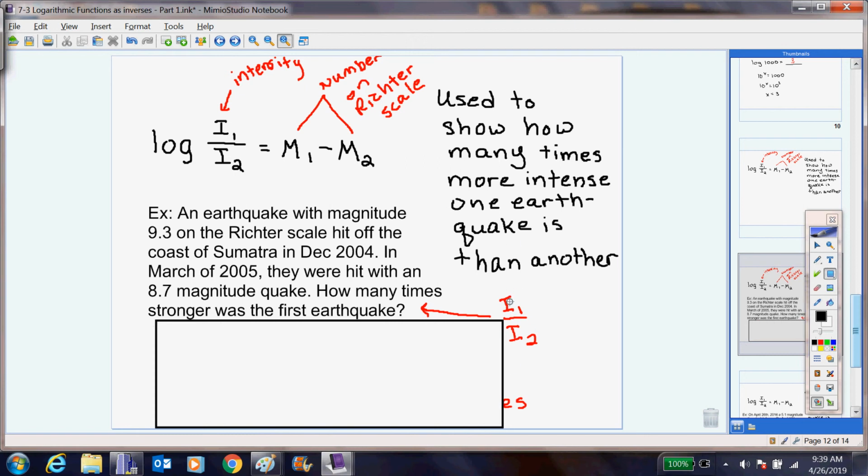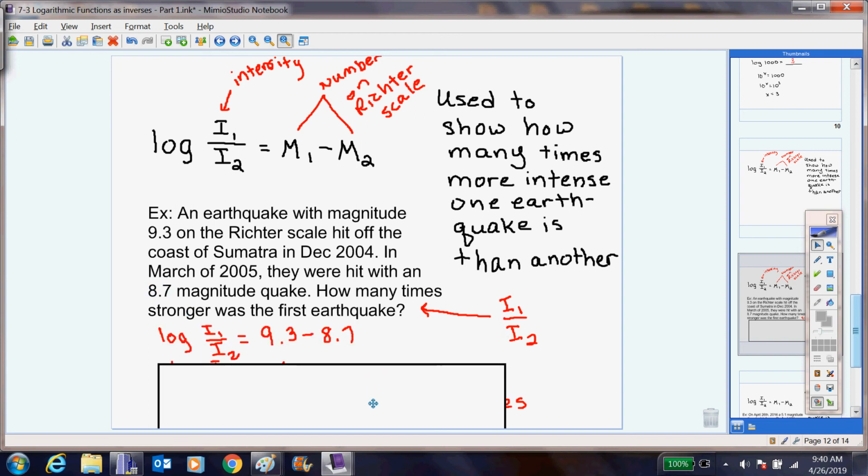Okay, so the ratio of I1 to I2, the ratio of the intensities. Intensity is how strong it is. So if we have that ratio and you can figure out that number, that's going to tell us how many times stronger one earthquake was than the other earthquake. So a higher number on the Richter scale does mean stronger. So our first value, our M1, is going to come from 9.3, and our M2 is going to come from 8.7. Those are our Richter scale numbers.